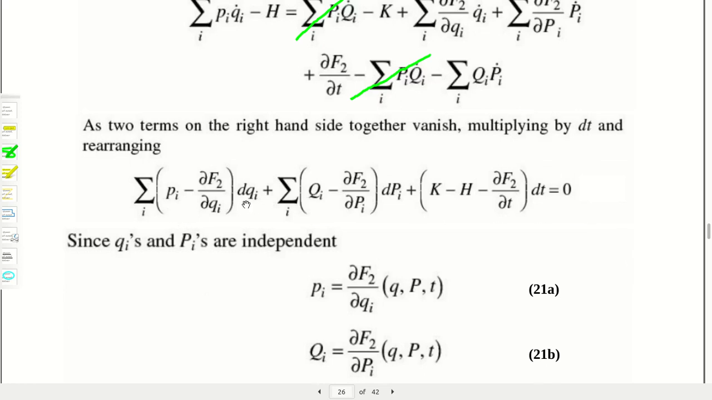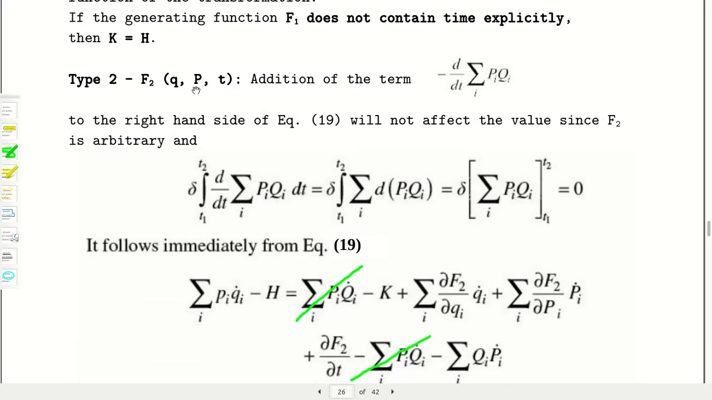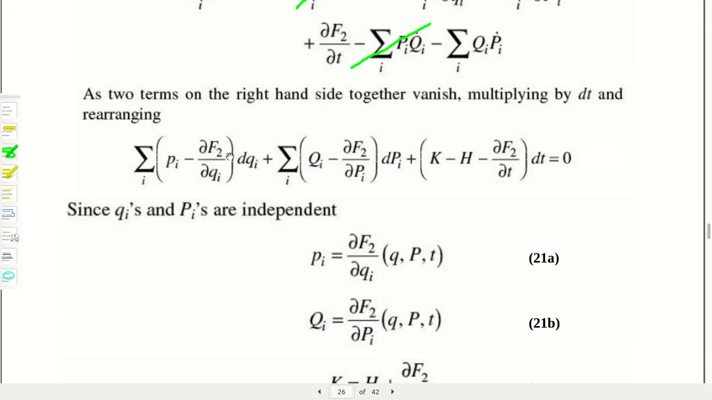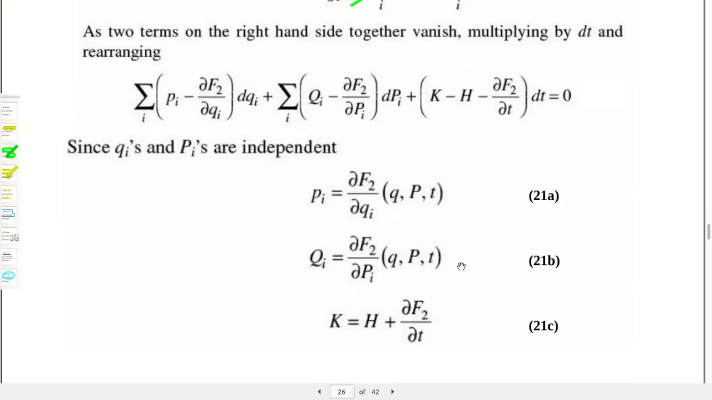So it will give you this, and here qi and capital Pi are independent. We have taken this qi and pi as independent variables, so each coefficient will be 0 independently, and it will give you these two equations, from where you can find small pi and capital Qi, because you know small q and capital P, and they will be found by these functions. If the f2 function is known, then you can find the small p or capital Q from these two equations, equation number 21.